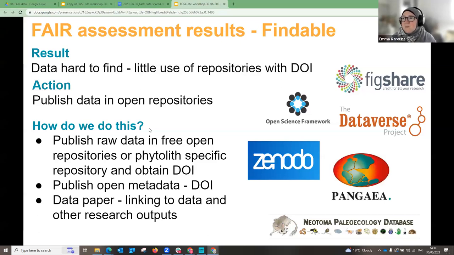So in terms of findability, we have found that the data is really hard to find. I think that's a fairly quick fix. We can put things in repositories. There are lots of free repositories that we can use, so we can start to move towards putting our data sets into long-term archiving repositories. Even better, we can publish lots of open metadata to go with it. And even better, we could think about publishing data papers to have our data sets explained really nicely.